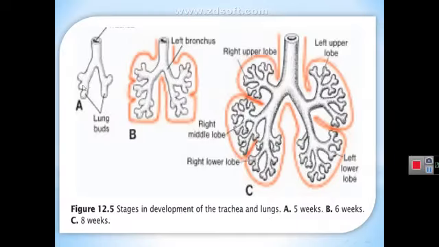This is the trachea. It forms 2 outpouchings called the bronchial buds. These buds enlarge, forming the right and left main bronchi. The right main bronchus forms 3 secondary bronchi. The left main bronchus forms 2 secondary bronchi. Thus, the secondary bronchi give rise to 10 tertiary or segmental bronchi in the right lung and 8 tertiary or segmental bronchi in the left lung.